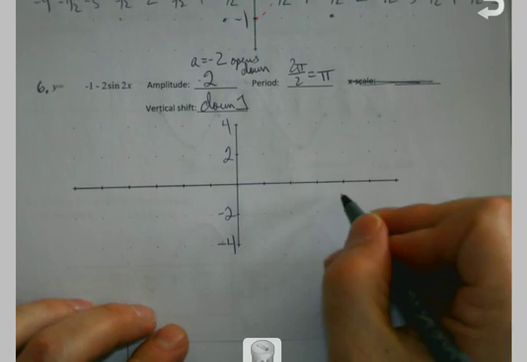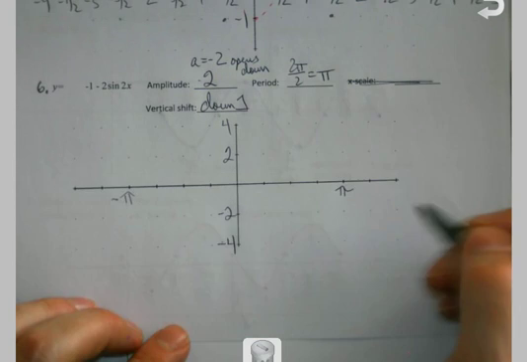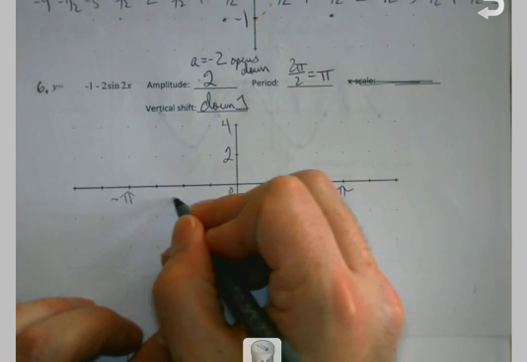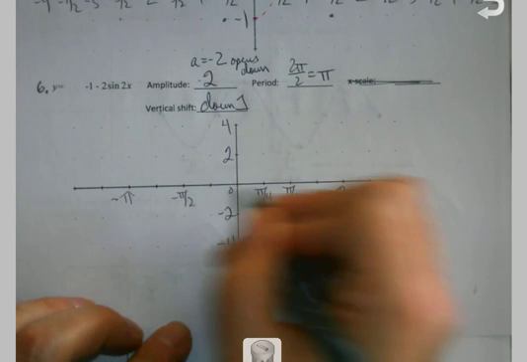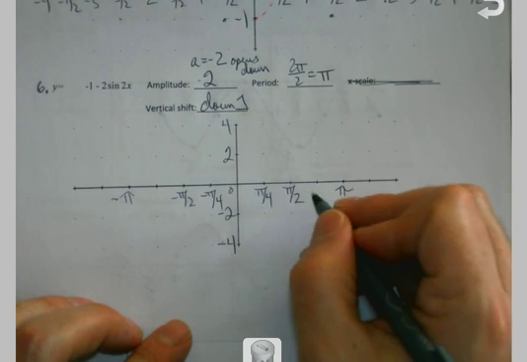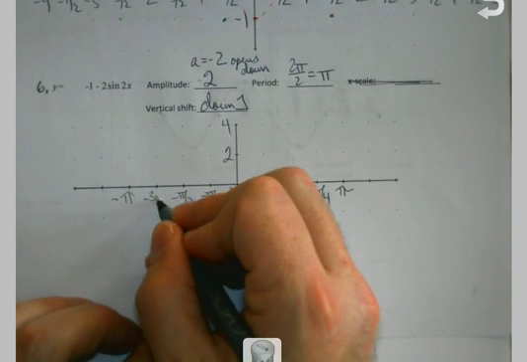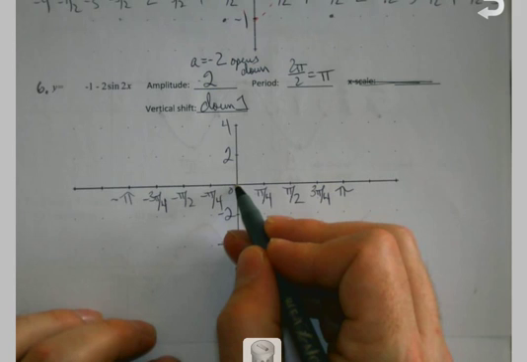We know our period is pi. So cut it in half. Half of a half is a fourth. 1/4, 2/4, 3/4. And I get there and I go, okay, now the only thing I've got to remember, it's a sine, it still starts at 0.